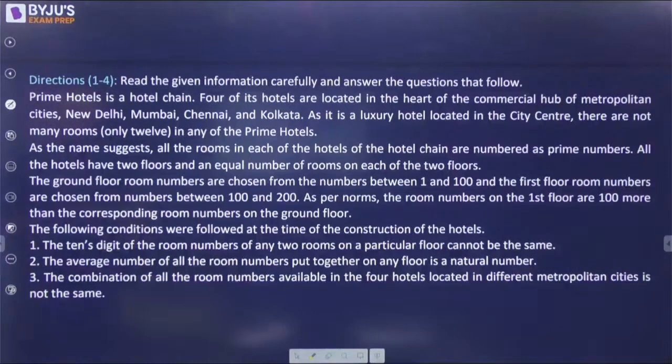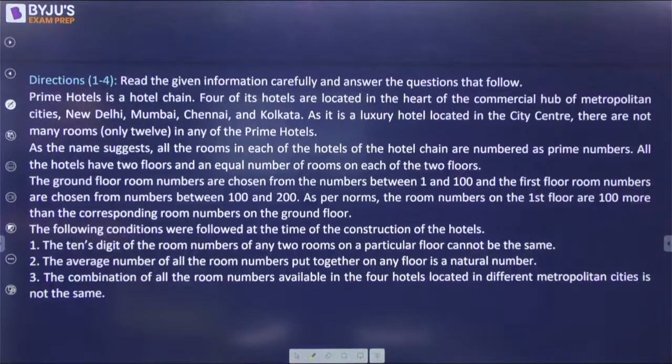As the name suggests, all the rooms in each of the hotels of the hotel chain are numbered as prime numbers. All the hotels have 2 floors and an equal number of rooms on each of the 2 floors. The ground floor room numbers are chosen from the numbers between 1 and 100, and the first floor room numbers are chosen from numbers between 100 and 200. As per norms, the room numbers on the first floor are 100 more than the corresponding room numbers on the ground floor. Then we have 3 conditions. The following conditions were followed at the time of the construction of the hotels.